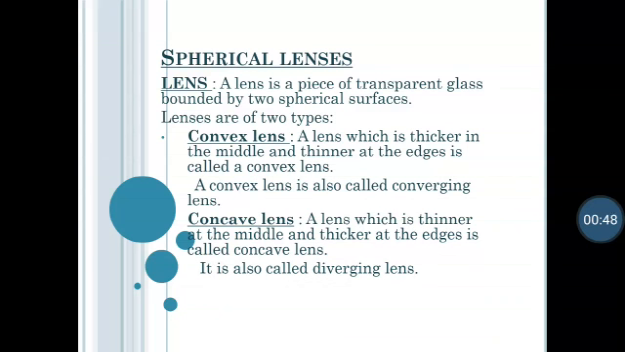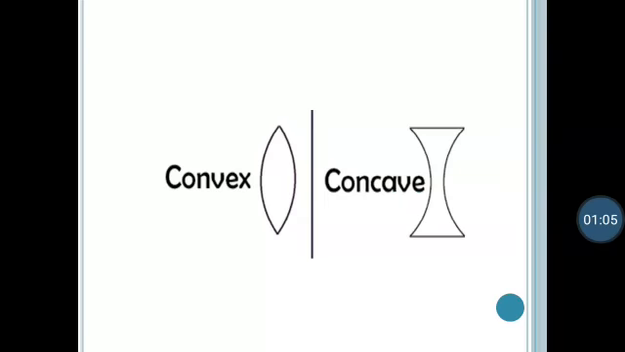Concave lens, a lens which is thinner at the middle and thicker at the edges, is called concave lens. And concave lens is also called diverging lens. First figure is convex lens, which is thicker at the middle with respect to the edges, and concave lens is thinner at the middle with respect to their edges.